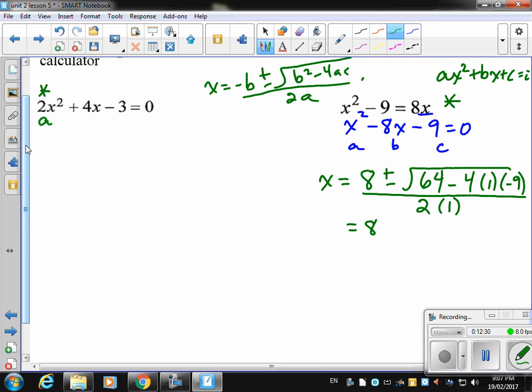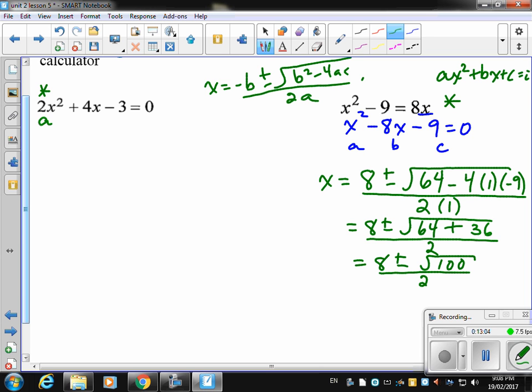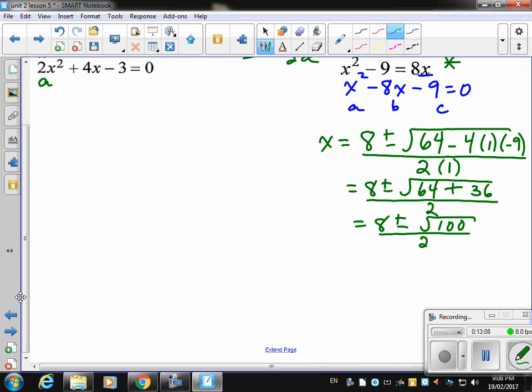So x equals 8, add or subtract 64. Then I have subtract 4 times 1 times -9. Okay, so I'm subtracting a negative. I'm going to get a positive. 4 times 9 is 36, all over the number 2. 8, add or subtract. 64 plus 36 is 100. That's a nice number. So this even works when your intercepts are lovely, and you could have factored, but you can still use the quadratic formula. It always works. So 8 add or subtract 10 over 2.